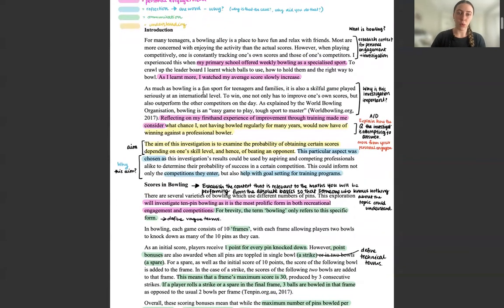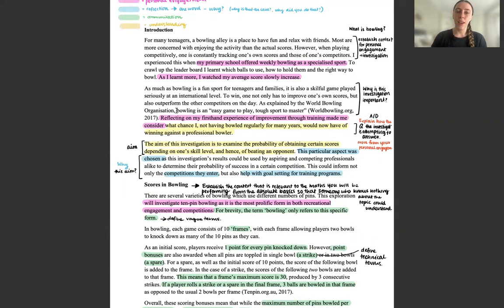As much as bowling is a fun sport for teenagers and families, it is also a skillful game played seriously at an international level. To win, one not only has to improve one's own scores, but also outperform the other competitors on the day. As explained by the World Bowling Organization, bowling is an easy game to play, tough sport to master. So again, I'm giving context, my rationale as to why I'm choosing bowling. Why is bowling a significant topic to look at? It's not only interesting to me because I've bowled in the past and enjoyed it, but also because it's this serious international competition, and therefore my findings would have relevance to these international athletes.